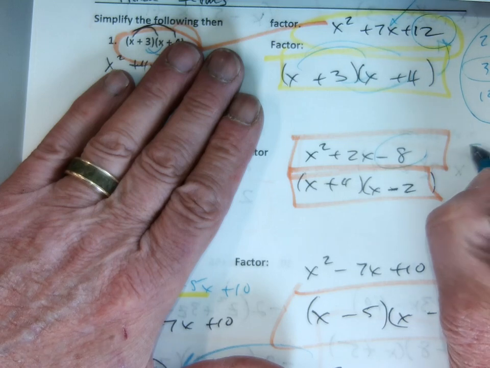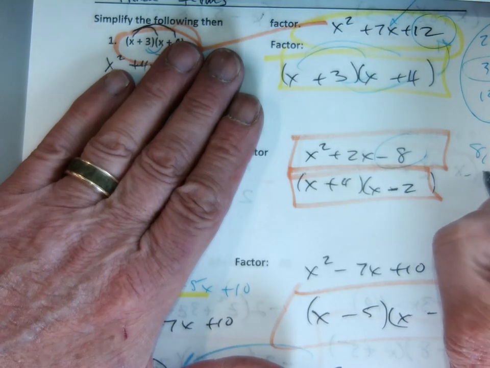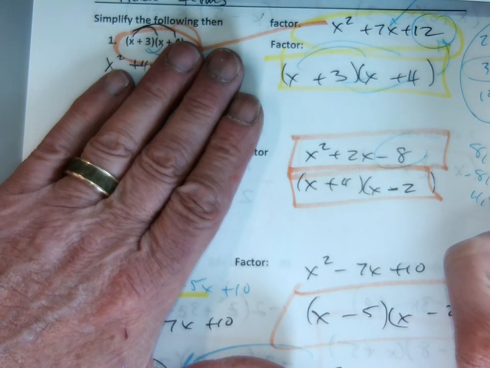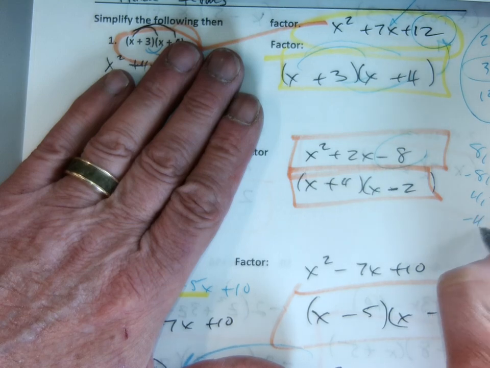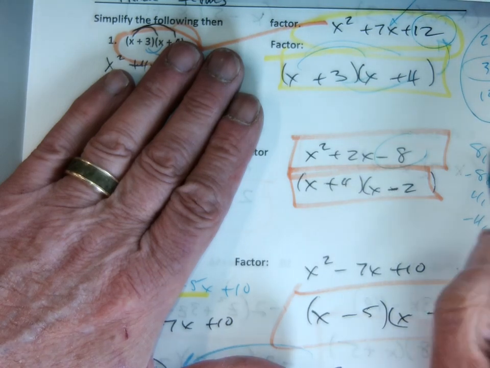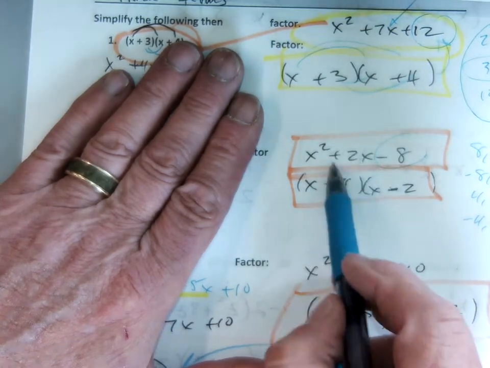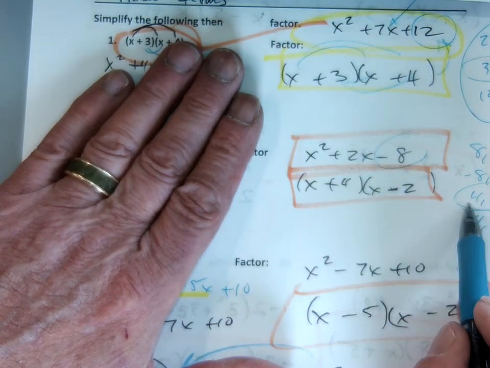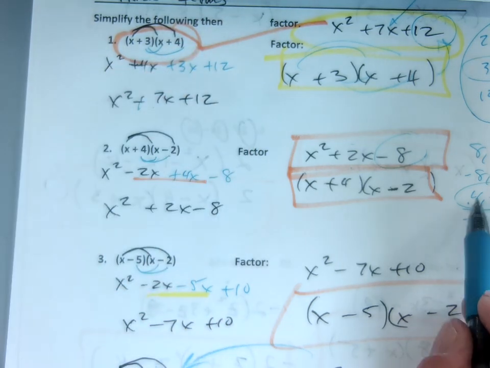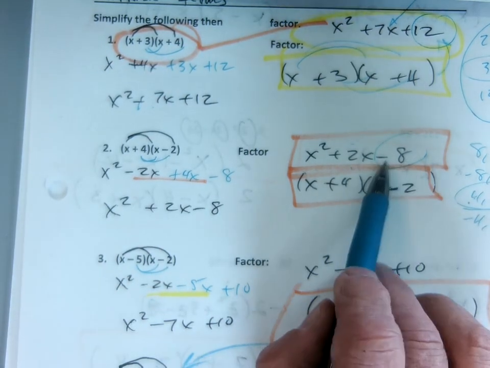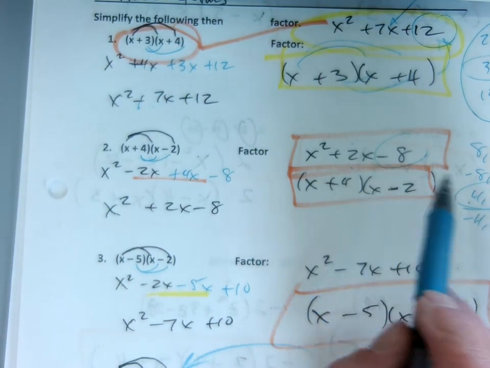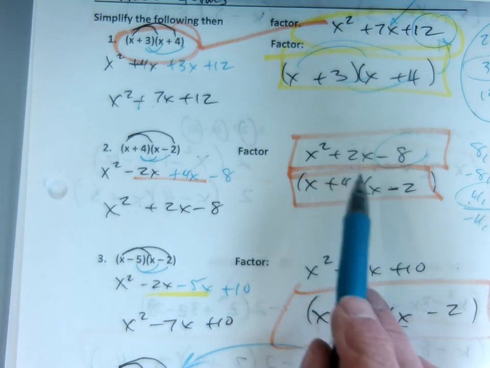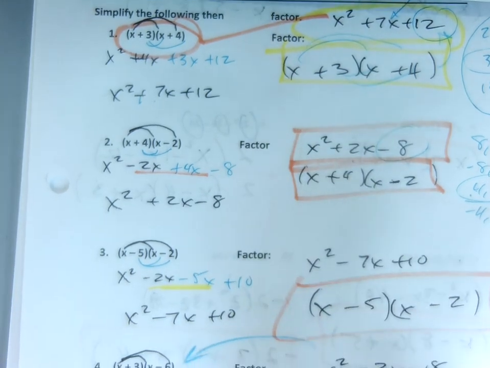Well, we could have an 8 times a negative 1. We could have a negative 8 times a positive 1. We can have 4 times a negative 2. We can have a negative 4 times a positive 2. Which one of these will add to make positive 2? Well, it's got to be positive 4 times a negative 2. So if you multiply them, you get the last term, but when you add them, they have to add up to the middle term. So it's got to be positive 4, negative 2. Okay, we did it again.